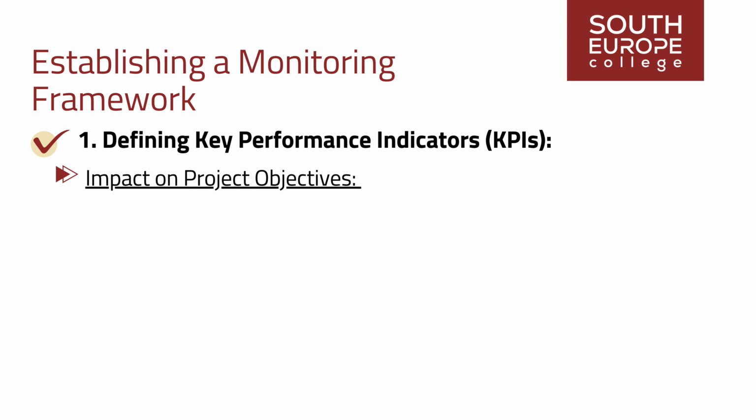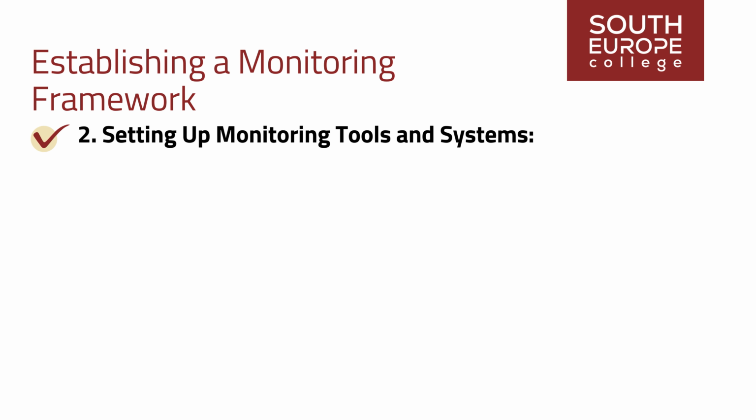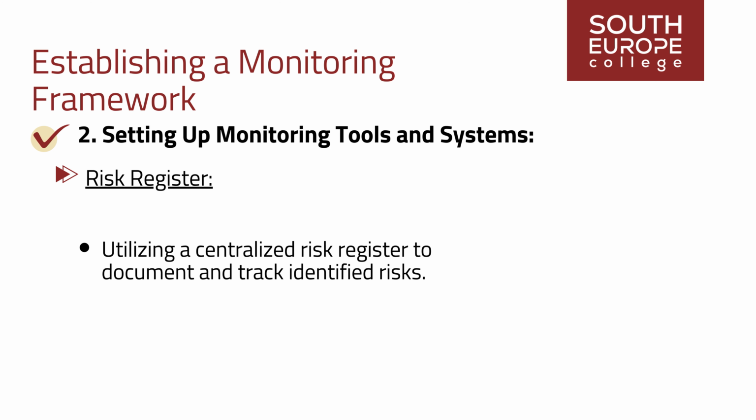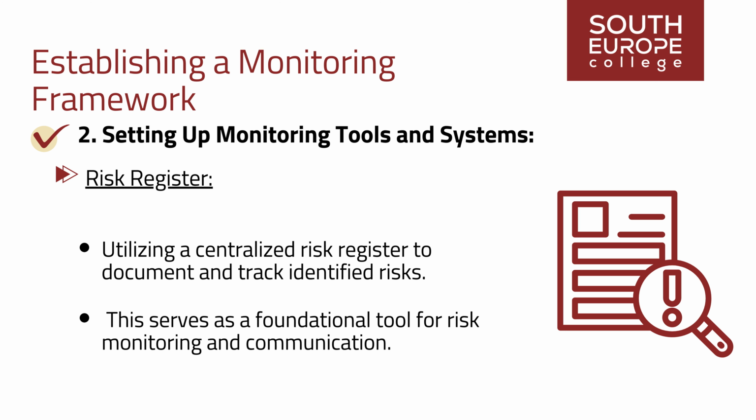Impact on project objectives. Tracking the impact of identified risks on project objectives such as schedule, budget, quality, and scope helps assess overall project performance in relation to risk management efforts. 2. Setting up monitoring tools and systems, which may include utilizing a risk register. A centralized risk register is utilized to document and track identified risks and associated information such as risk owners, response plans, status, and mitigation actions. This serves as a foundational tool for risk monitoring and communication.